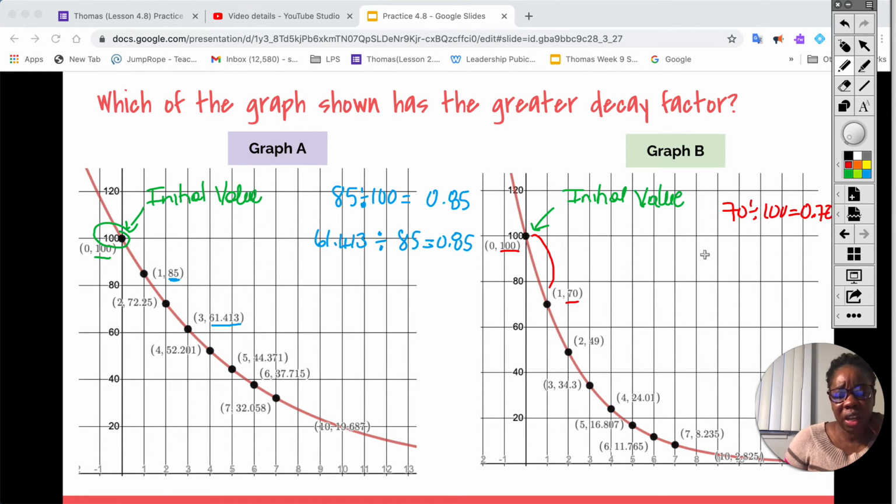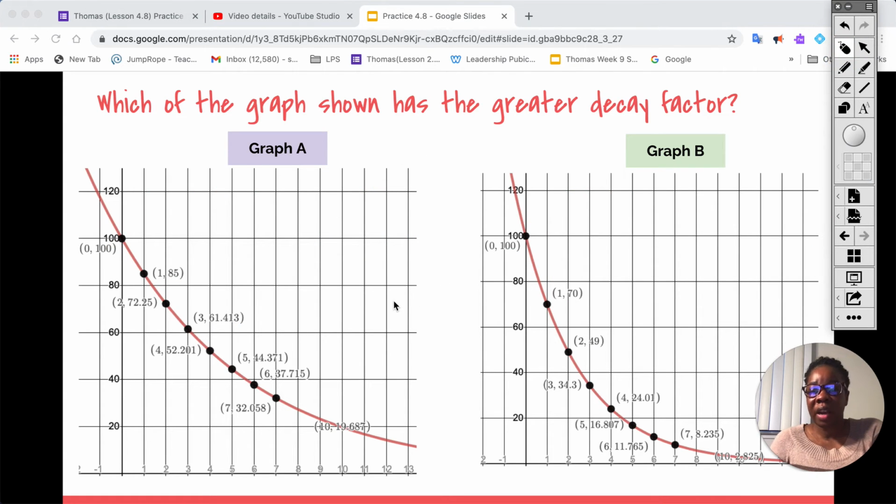So you're going to use your calculators for this. Then you would take your 49 and you would divide that by 70. And that would give you 0.70 and so on. All right. So in order to figure out the decay factor, the equation, we need two important values, which has to be the initial value and the growth factor. So let's continue answering this question.